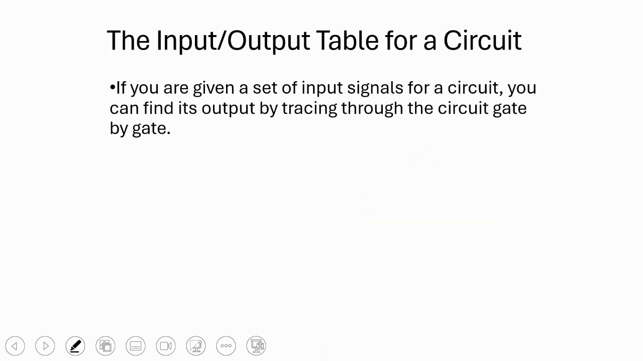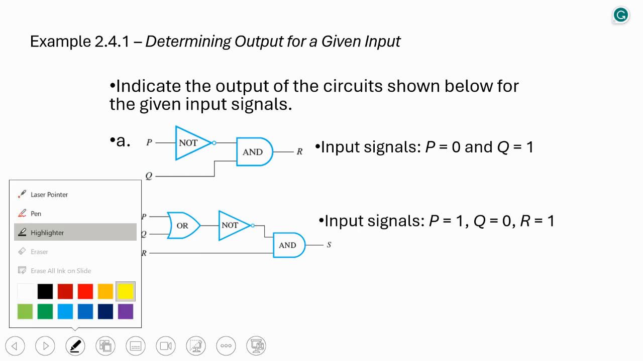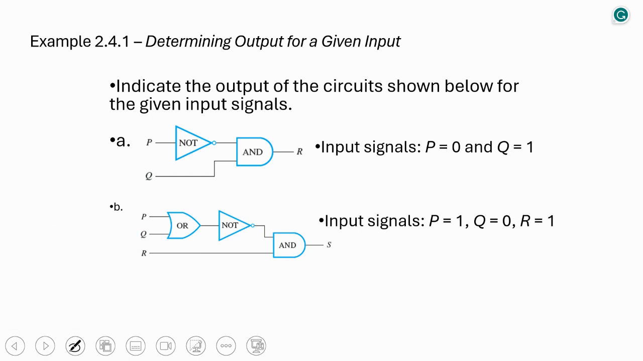All right, so if you're given a set of input signals for a circuit, you can find its output by tracing through the circuit gate by gate. Okay, so here we have a circuit. The input signals are P is 0 and Q is 1. Okay, so think about tracing our way through the circuit.